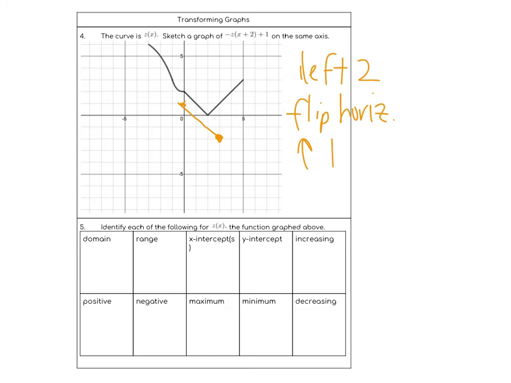Now let's look at the point 0, 2. Multiply by -1, so -2, and then add 1, so -1, and move left.